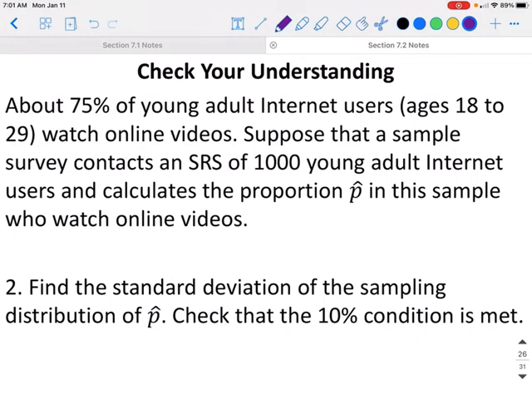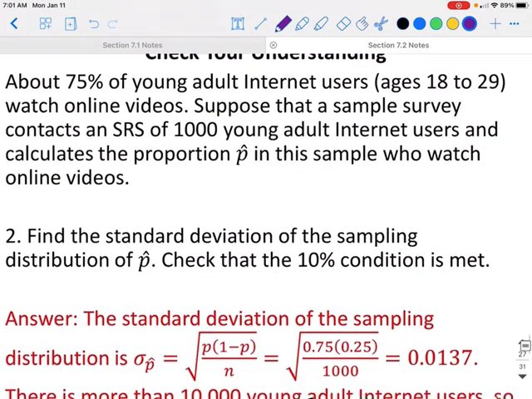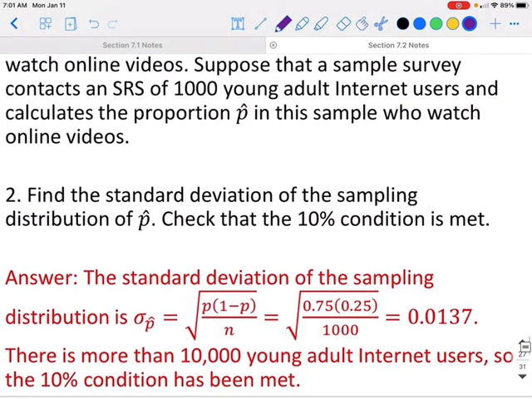And remember, our formula for that is the square root of the proportion of successes times the proportion of failures all over the sample size. So we can do the square root of 75% times 25% all over 1,000, and that's going to give us a standard deviation of 0.0137.